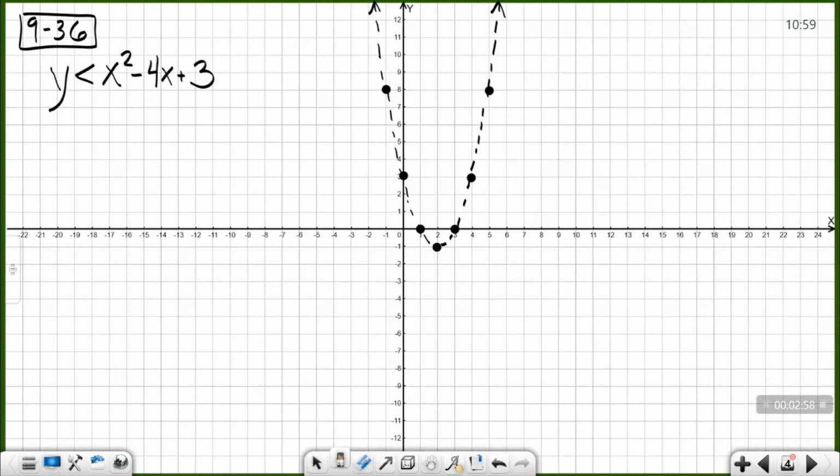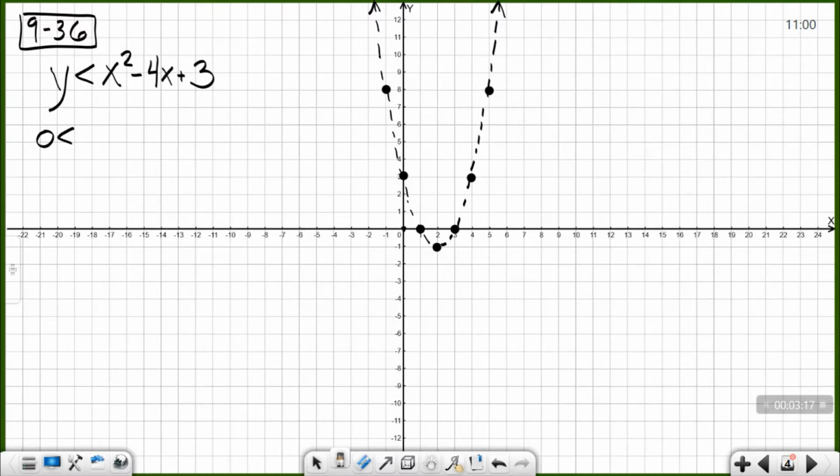And then we're going to do our shading just like we did before. All right, when we're going to identify our shading, we're going to find out, am I going above my parabola or below? That can be a challenge to identify above and below. So I encourage you to either test a point on either side. A great way to test it right here, testing the point 0, 0.